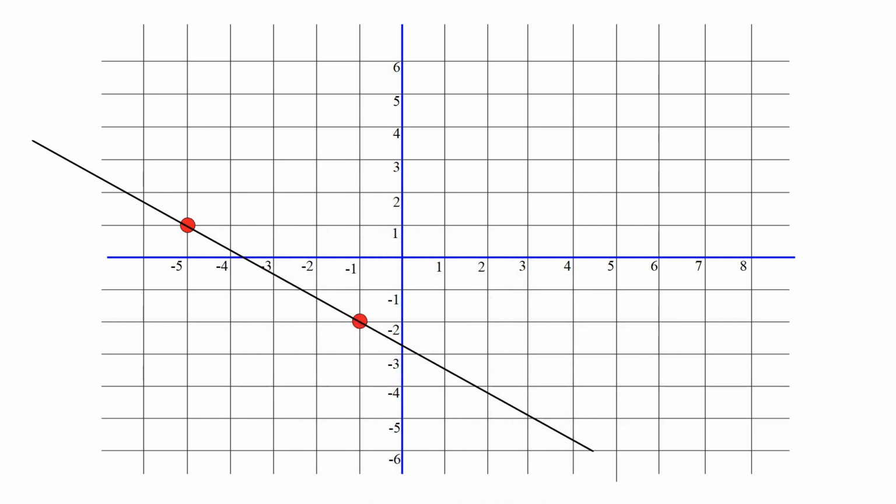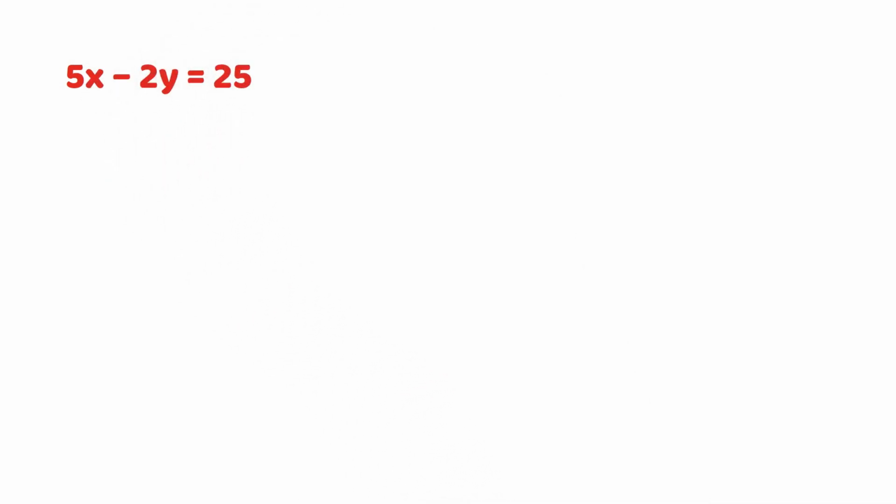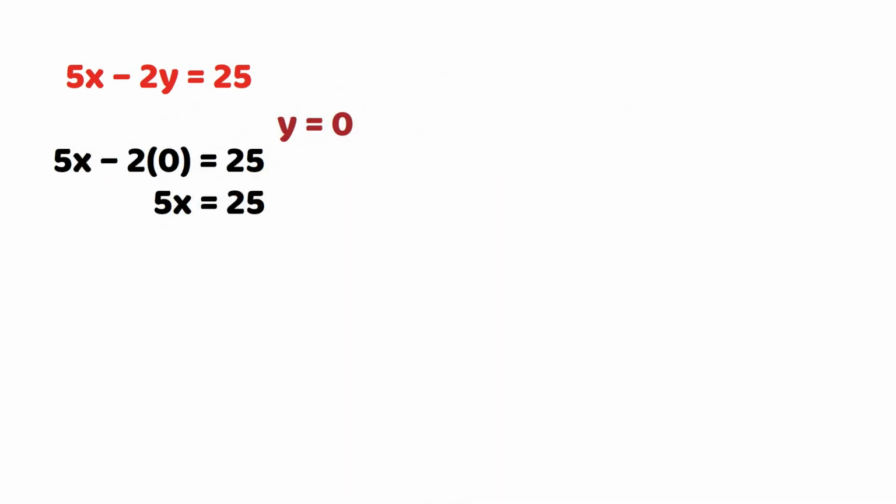We could have picked any value for x or any value for y, and we would get a point on this line. We just plot these points and connect them with a straight line. Now let's graph the second equation. 5x minus 2y equals 25, and let's say that y equals 0. If y equals 0, we wipe out the middle term, and we have 5x equals 25, and x is 5. So 5, 0 is one point on that equation.